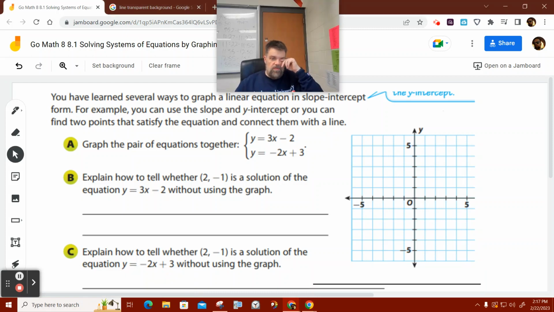So up until this point, we've learned several ways to graph linear equations, and we've also learned about the slope-intercept form. So remember that the slope-intercept form is y equals mx plus b. M is the slope, right?